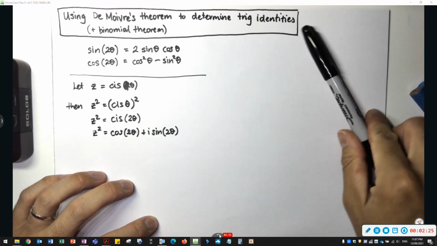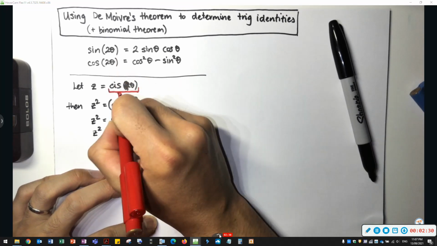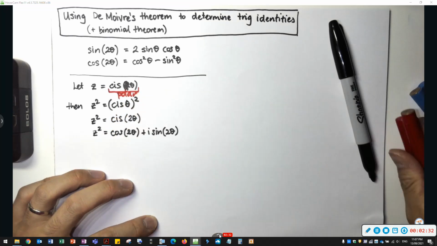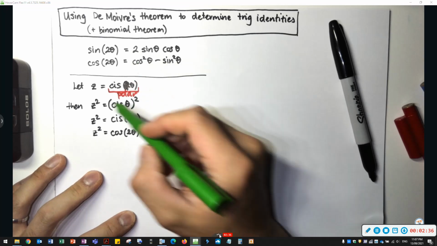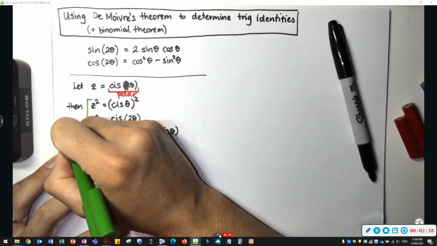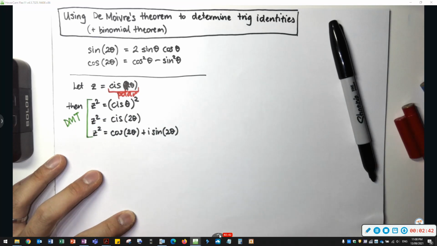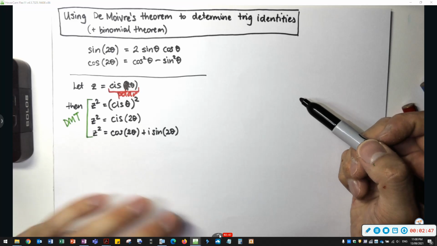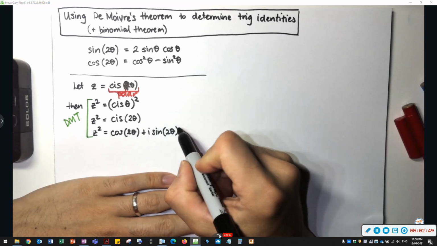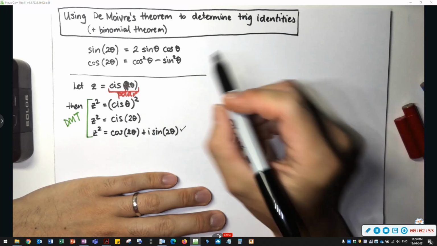So what's happened here is, using the polar form of a complex number, I have squared this out using de Moivre's theorem, which I'm just going to abbreviate as DMT. Okay. Now I can do this a different way.